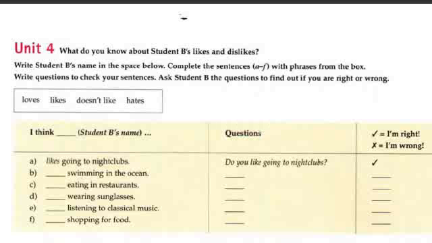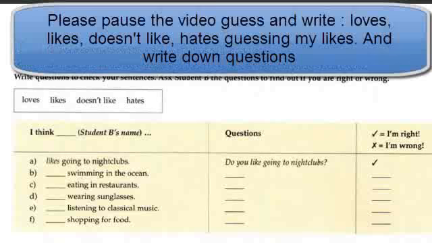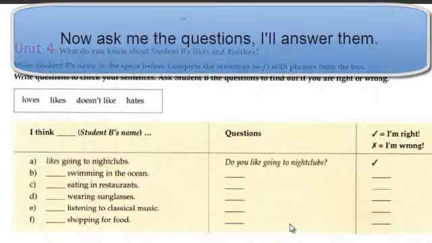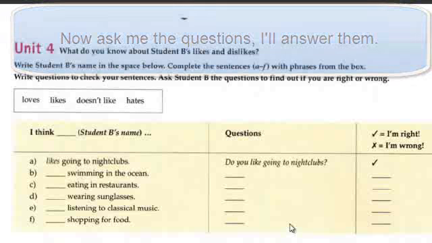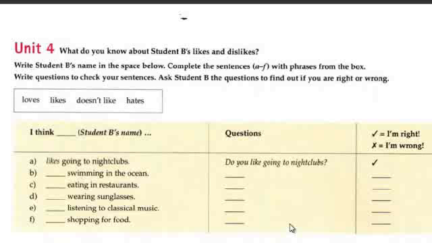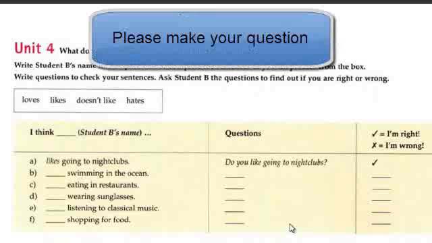You'll have to guess about me, and then you're going to ask me the questions. Okay? Take a few minutes to guess about me, and then I'm going to answer your questions. Okay, let's start with your questions. I'm going to give you a silence for you to make the question, and I'm going to answer your questions. Okay, so letter B. Please make your question.